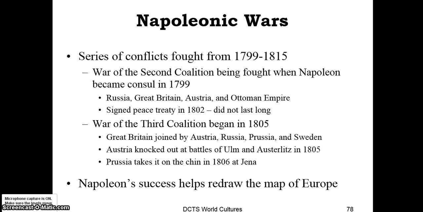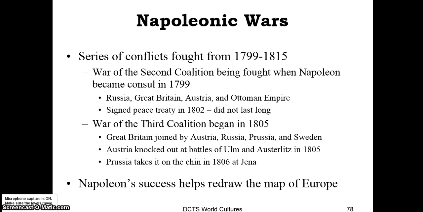The wars that were being fought were against Russia, Great Britain, Austria, and the Ottoman Empire. He will sign a peace treaty with them in 1802. However, that peace treaty will not last long. Like many emperors, his head will become bigger than it really needs to be and really should be for the time.